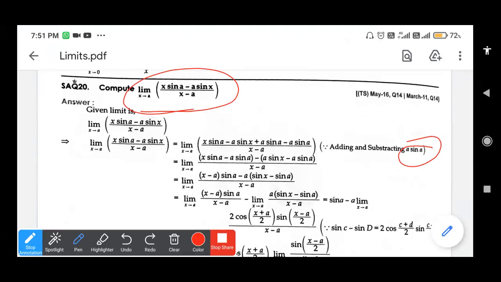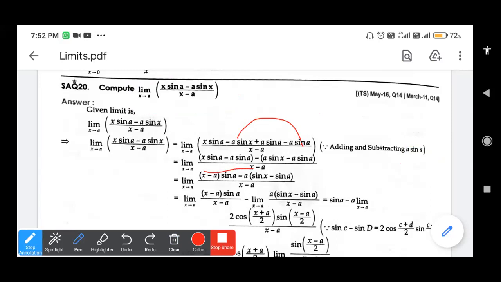Just remember the trick: we are adding and subtracting. A sin A plus A sin A minus A sin A. Then we are taking the groups as x sin A minus A sin A, and getting minus as common from these two, minus as common A sin x minus A sin A. Then we are taking x minus A as common.